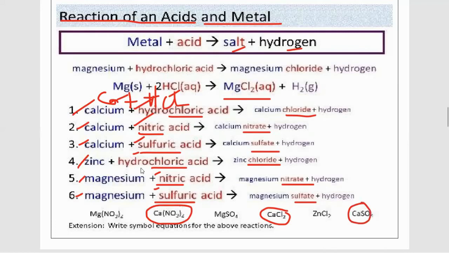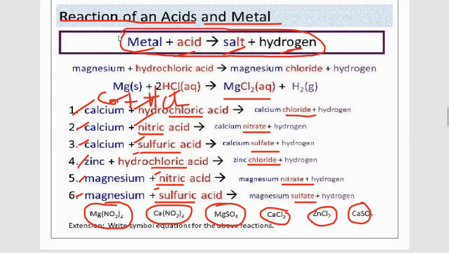Zinc plus hydrochloric acid gives zinc chloride, ZnCl2. Magnesium plus nitric acid gives magnesium nitrate, Mg(NO3)2. Magnesium plus sulfuric acid gives magnesium sulfate, MgSO4. Clear? So like that, metal plus acid gives rise to salt plus hydrogen gas. Try to remember this basic equation, then whatever the reactants may be, easily you can identify the products.